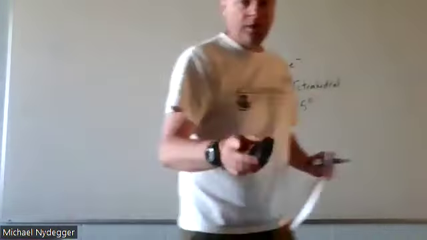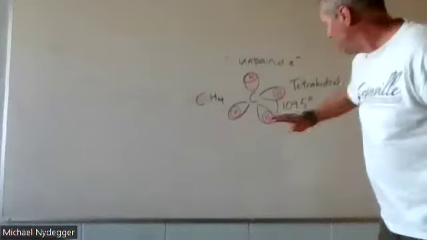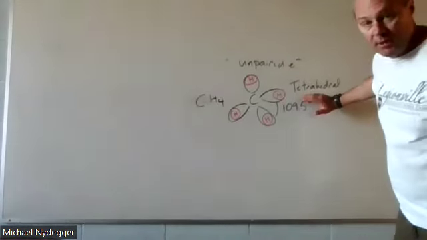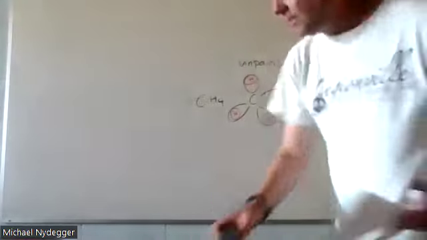So here's the dirty cheat. I always say there's got to be some kind of trick. Here's the trick: if it's tetrahedral, it's sp3. That's it. It's sp3. Okay? That's the trick.